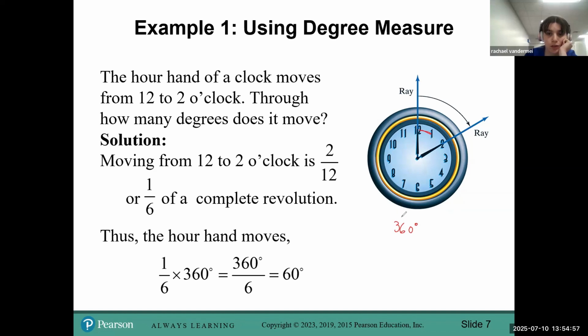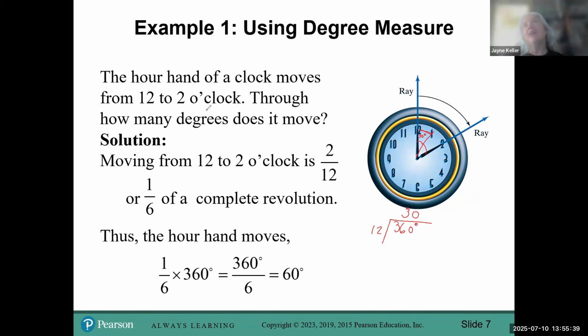12. So 12 goes into 360 how many times? How about into 36? When I did it on the calculator, it said 30. Yep. So 360 divided by 12 is 30. So that means that in between any two numbers, we've got 30 degrees. So from 12 to 2, we've got 30 plus another 30, so we have 60.